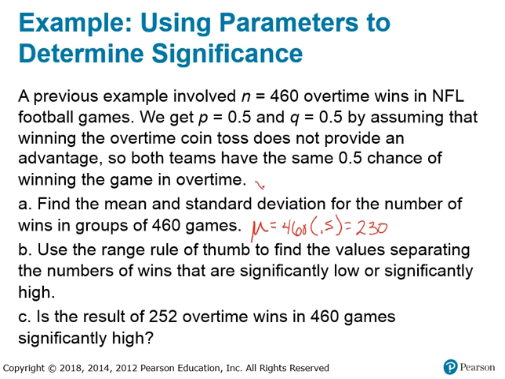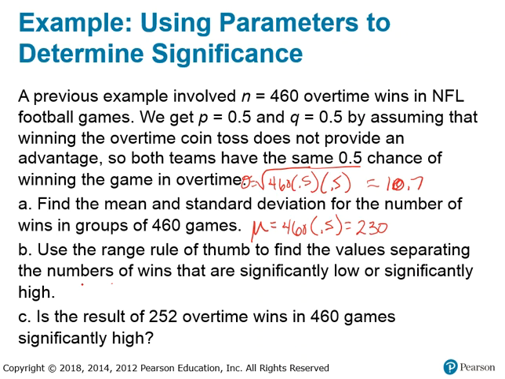Our standard deviation is the square root of n, which is 460, times p, which is 0.5, times q, which is 0.5. So it's going to end up being the square root of 115. And so we end up with a standard deviation of approximately 10.7. So those are our mean and our standard deviation. Our range rule of thumb is to find if it is significantly low or high.